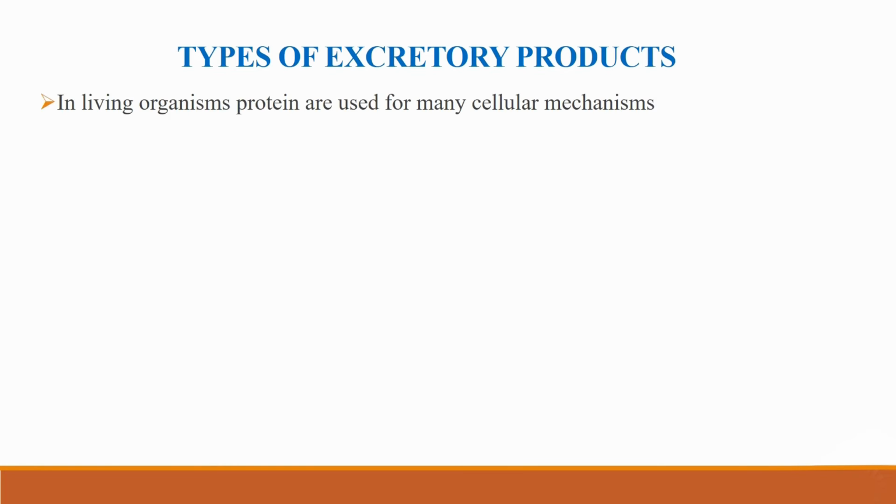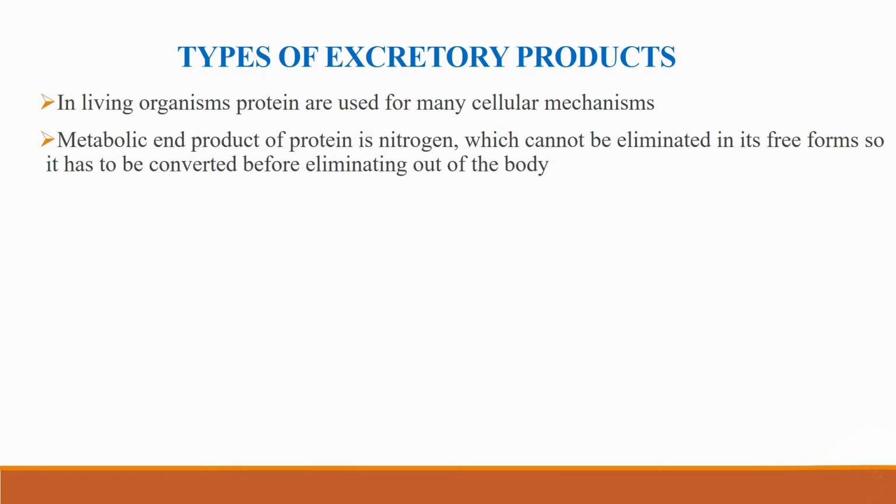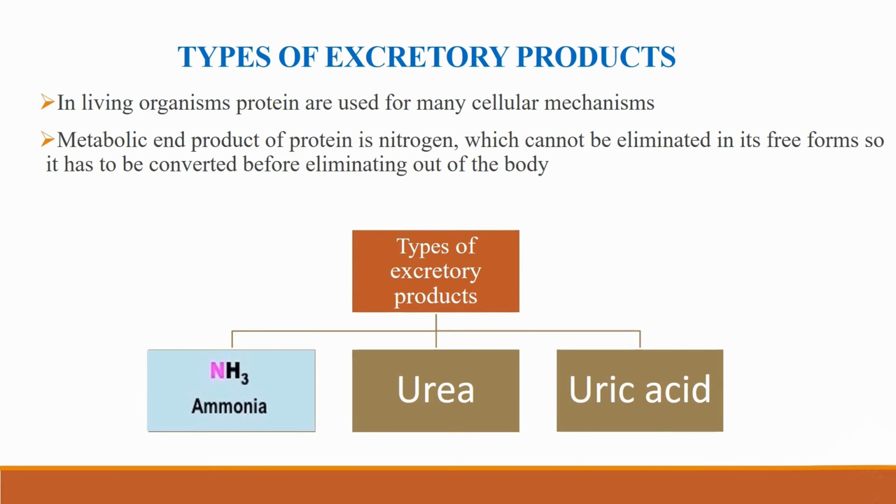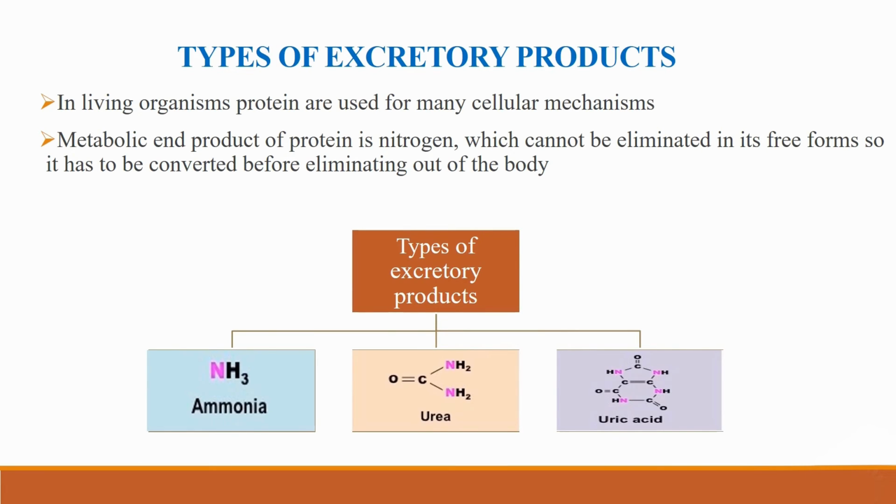Types of excretory products. In living organisms, proteins are used for many cellular mechanisms, and the metabolic end product of protein is nitrogen, which cannot be eliminated in its free form. Hence, it is converted into ammonia, urea, or uric acid before it is eliminated out of the body.